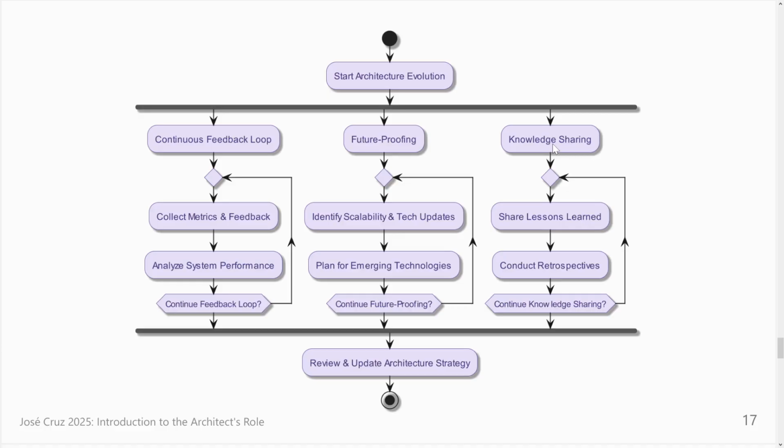otherwise you will just go crazy. You cannot have all the responsibility, all the ownership, everything only inside of you. You want to share with other people so you can delegate and start, who knows, another project that your company wants. But you must trust the person or the people that handle the project that was deployed. So share lessons learned, conduct retrospectives, continue on knowledge sharing, and review and update the architecture strategy. And then we start everything again.